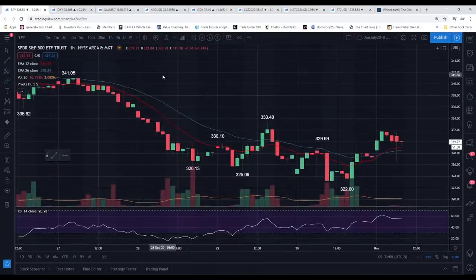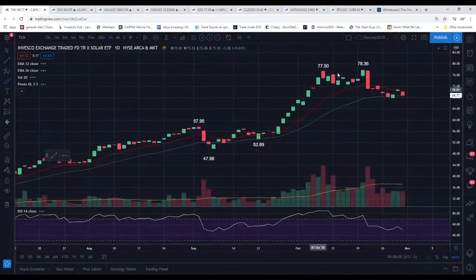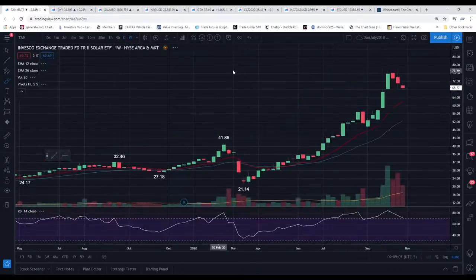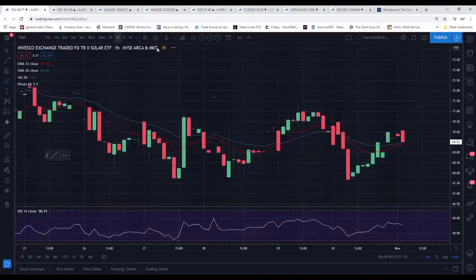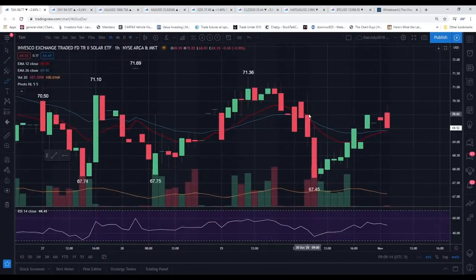So aside from that, plays I'm watching today, TAN solar sector, definitely going to remain on watch. And that is because this daily consolidation and weekly consolidation remains very healthy. We're going to be looking to test the high of Friday this morning. If we reject from that high at 70.85, it's just an hourly lower high, and we'll look for a tightening range.